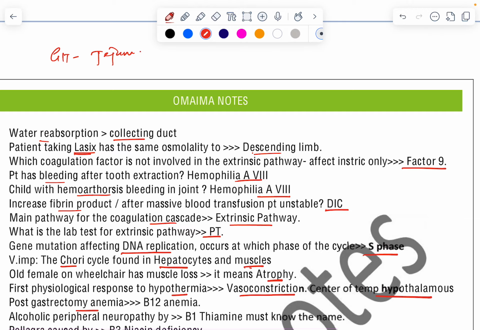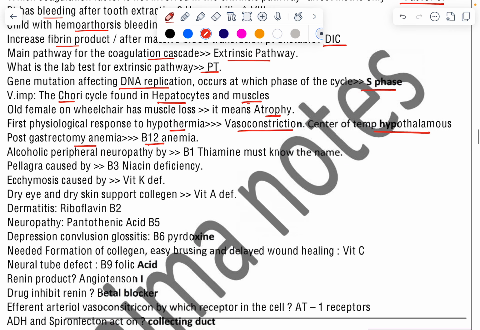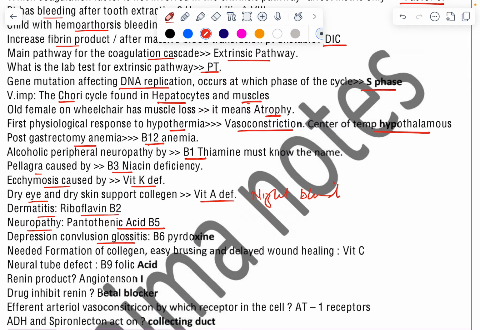Post gastrectomy anemia is vitamin B12 deficiency, pernicious anemia. Alcoholic: thiamine deficiency. Pellagra: B3 deficiency. Ecchymosis: vitamin K. Dry eye: vitamin A. Night blindness: vitamin A. Dermatitis: riboflavin. Neuropathy: pantothenic acid, B6. Glossitis: B6. Vitamin C is needed for formation of collagen; deficiency causes bruising. Neural tube defect: folic acid.